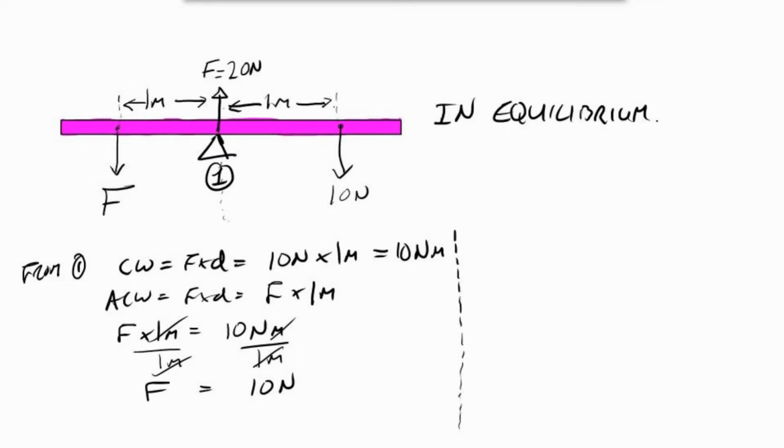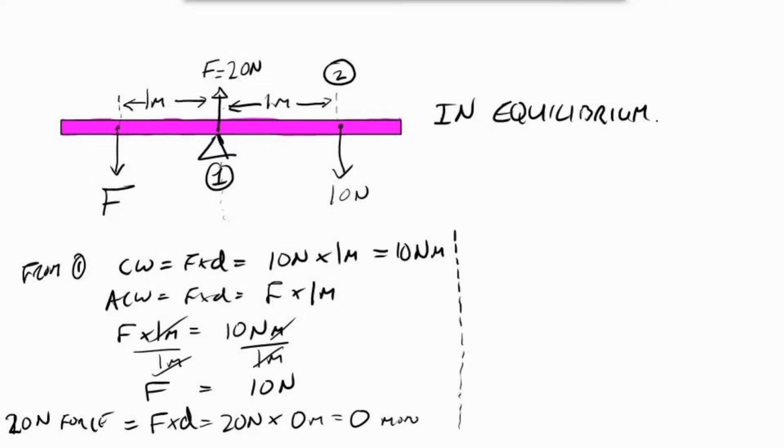What if I say, you know what, I don't want to use 1. It's too easy. I want to use 2. In fact, before we go any further, there's a third force on here, that 20 newtons, that we haven't used. And there's a reason for that. Let's look at the moment the 20 newton force creates around pivot point 1. Force times distance: that's 20 newtons, and because it's on the pivot point, the distance is 0. So it creates no moment. The moment from that is 0 newton meters. That's why we didn't include it.